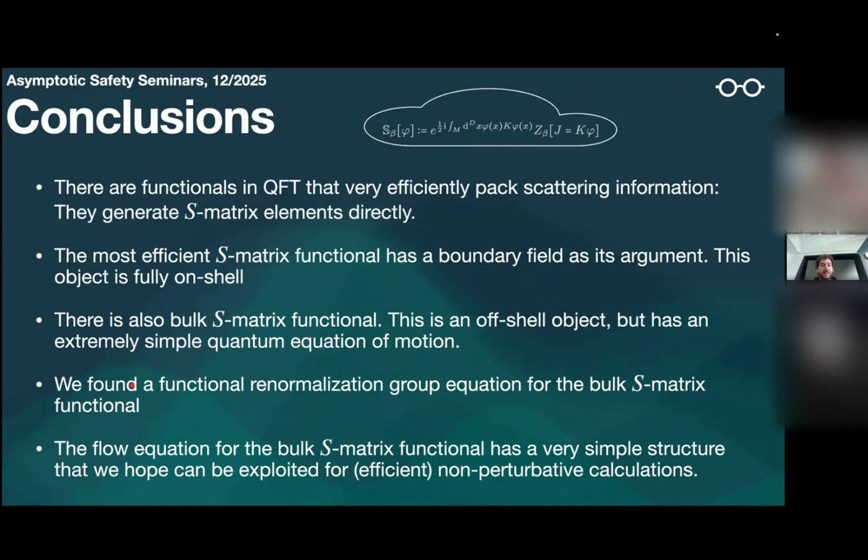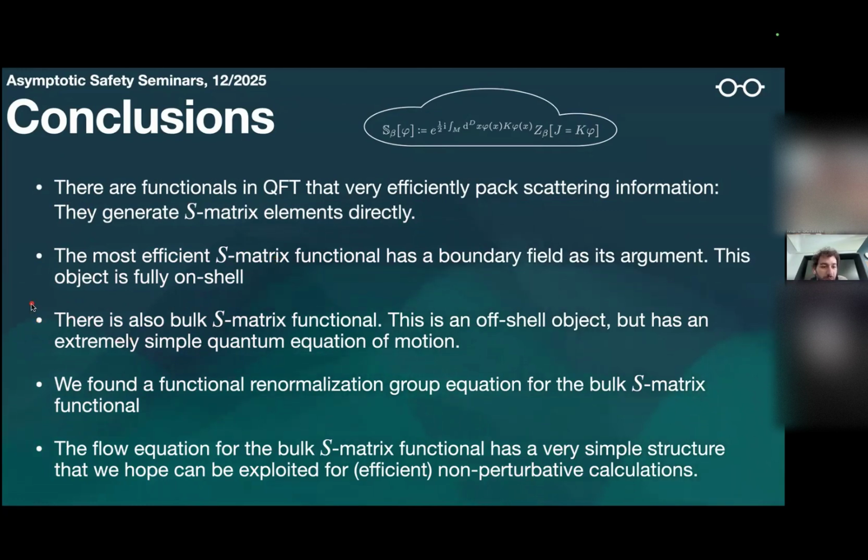So that takes me to conclude. I've been trying to argue today that there are functionals in QFT that very efficiently pack scattering information, namely that they generate the S-matrix directly. The most efficient of the ones that I discussed today is a boundary functional. It has a boundary field as its argument, and this is a fully on-shell object.